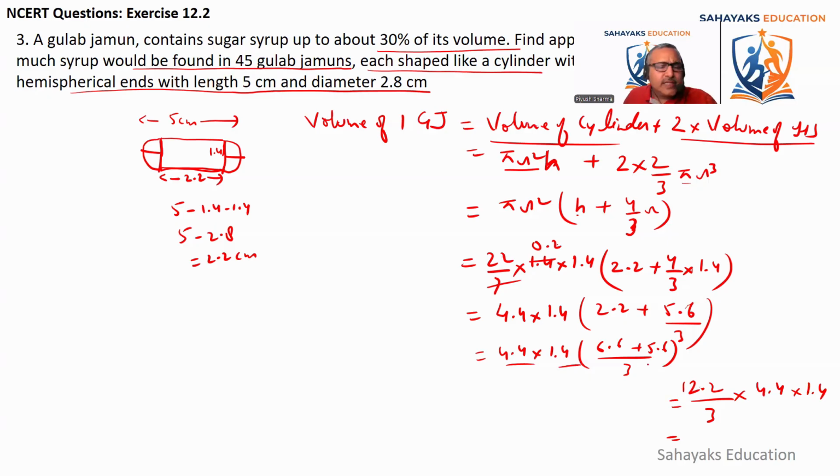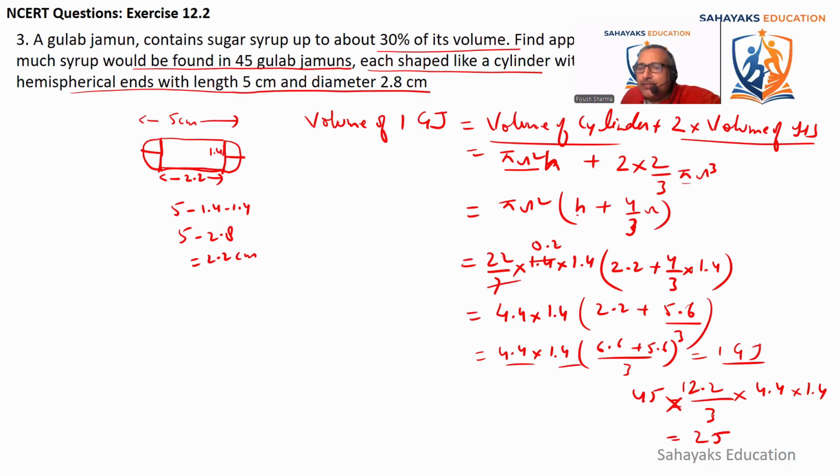Let's find out then, or we have made some mistake. But they generally don't give this kind of thing. 12.2 multiplied by 4.4 multiplied by 1.4 and divided by 3 comes out to be somewhere around 25. Oh, I forgot that we have to multiply it with 45 gulab jamuns. This is for 1 gulab jamun. I have to multiply it with 45. So I'll just take 45 also.